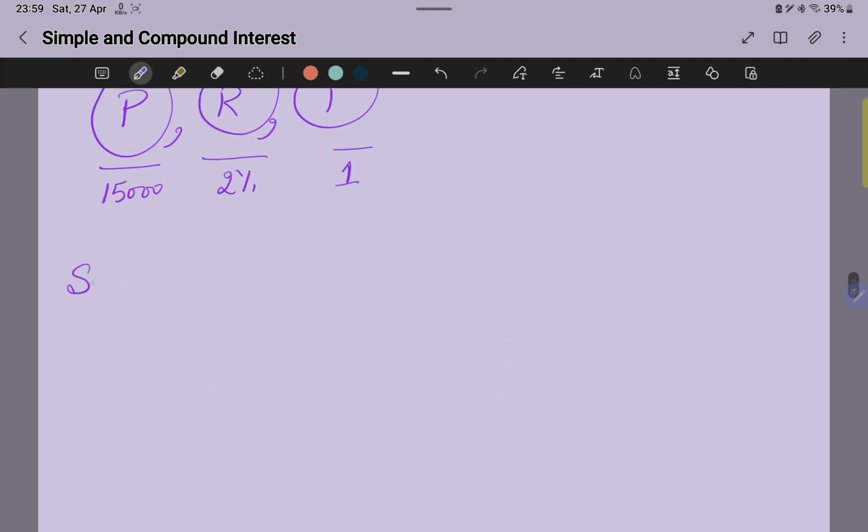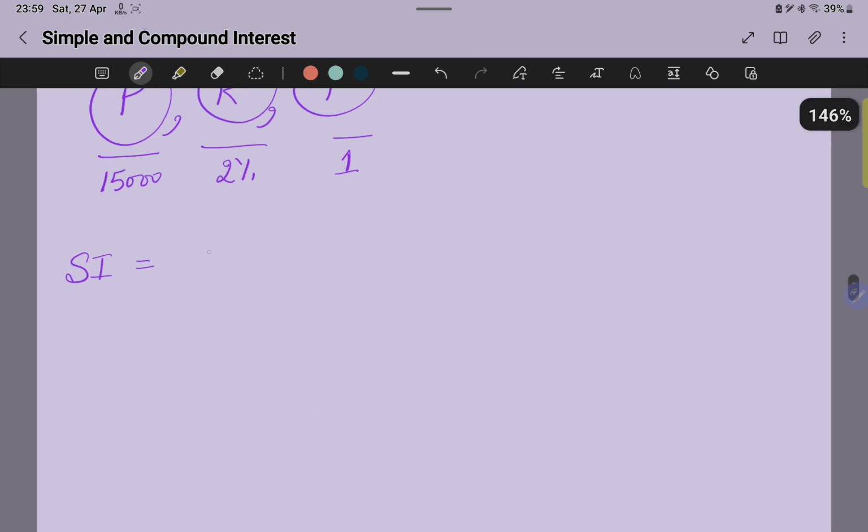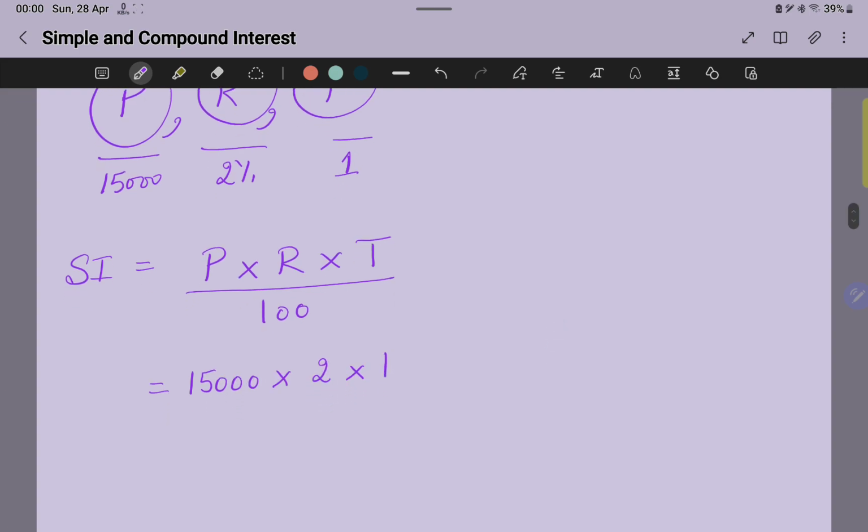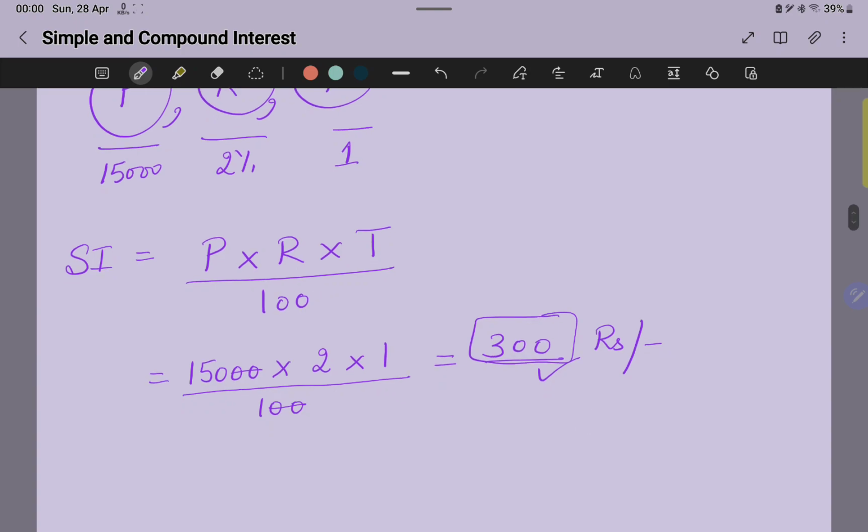Here I told you about simple interest. If we talk about simple interest, the interest will be calculated with a simple formula, that is P into R into T upon 100. So now simply if you put the values, P is 15,000, R is 2 and T is 1 year. You divide it by 100 and when you cut it, it becomes 2 into 5 is 10, 300. So rupees 300 is the simple interest that you have to pay.